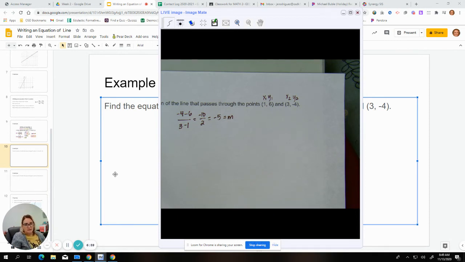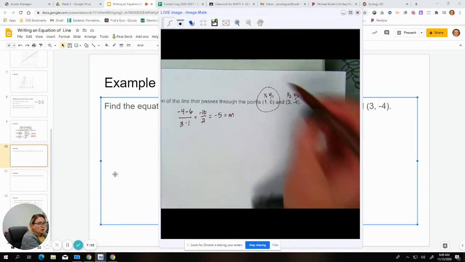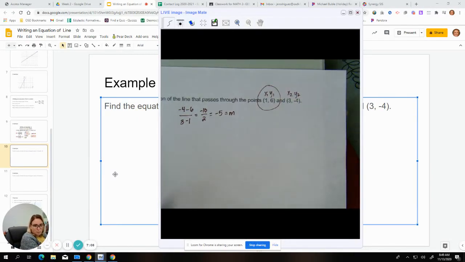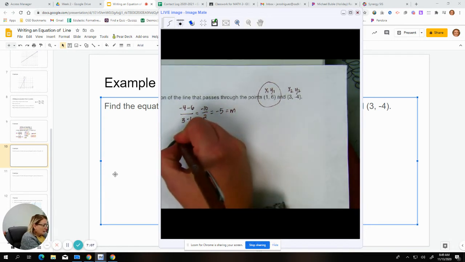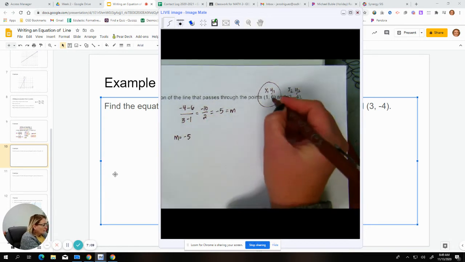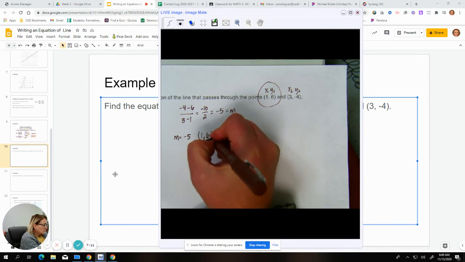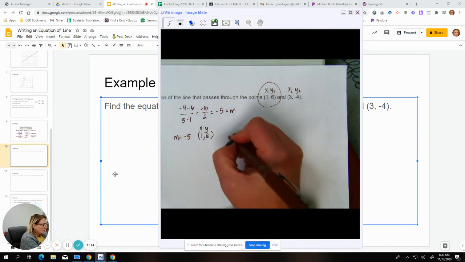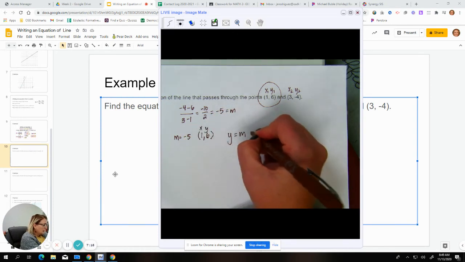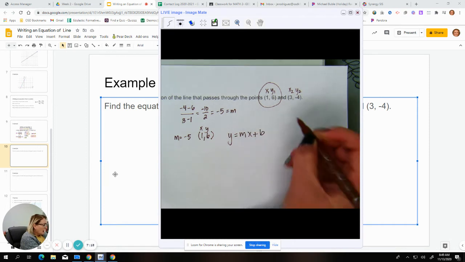So now we're going to take this and choose one of the points. It doesn't matter which point you use. For this one, I'm just going to use the first point. So I am going to take my m value and this point and plug it into y equals mx plus b. I am going to replace y with 6, x with 1, and m with negative 5.